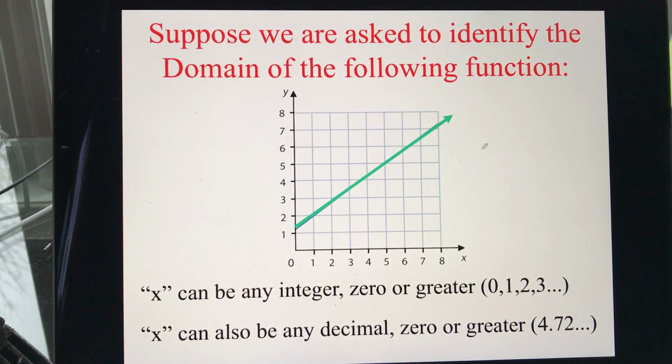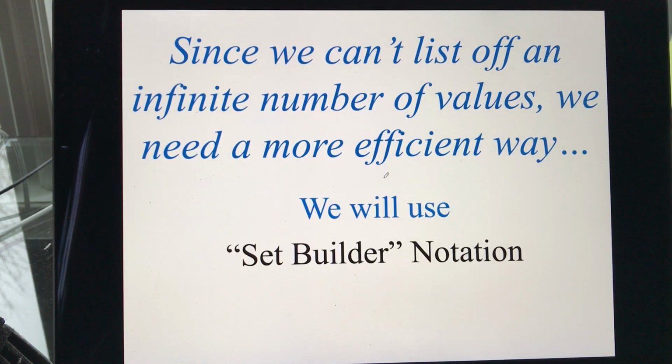Now, to be able to write this, suppose we're asked to identify the domain of the following function. Now, x can be any integer, 0 or greater. So x can be 1, 2, 3, and so on as we go. Now, x can also be any decimal, so 4.7 and so on. Obviously, we can't just list off all the possible values of x, so we need a better way to write this.